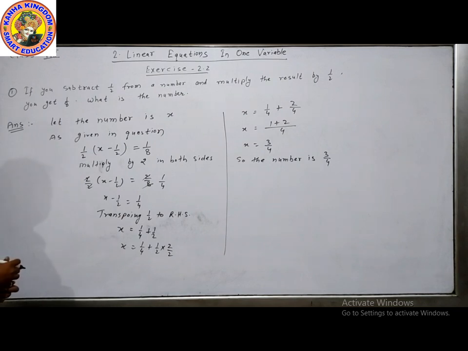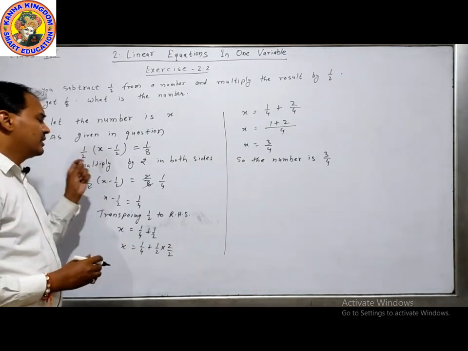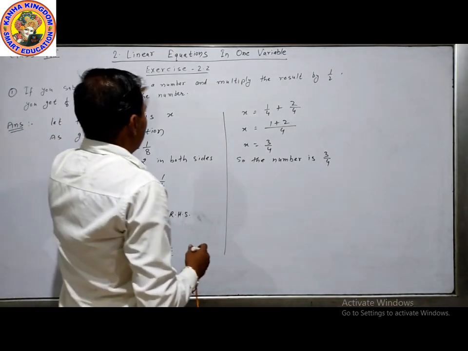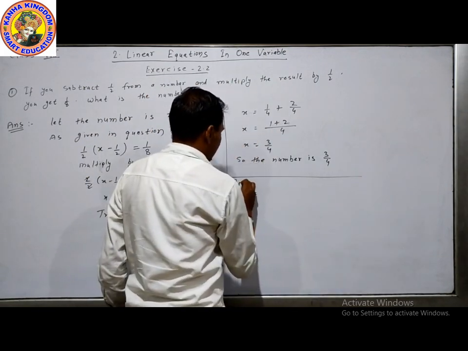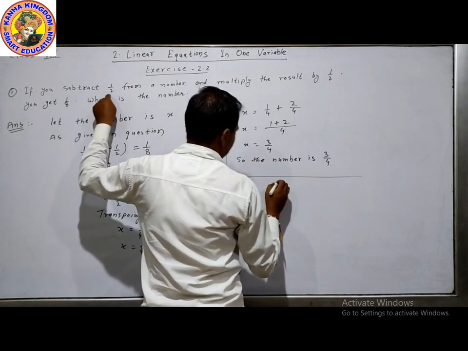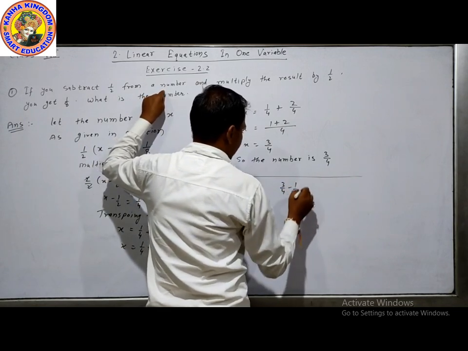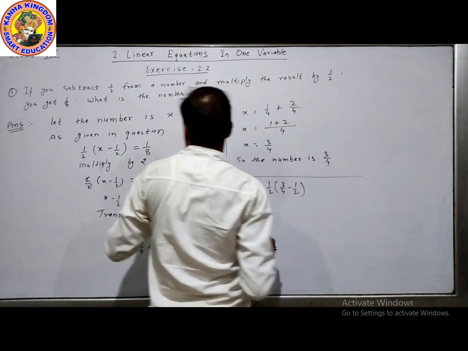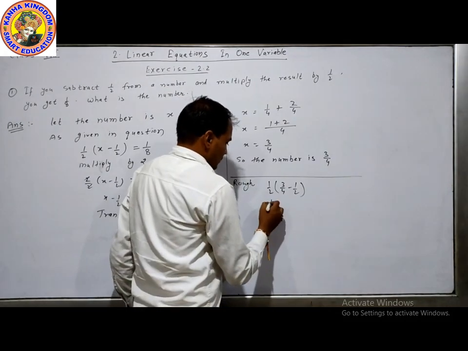We can cross check the answer in our rough copy. Subtract half from a number. The number is 3 by 4. This is our rough work. Subtract half from the number. The number is this. Subtract half. Multiply the result by half. You get 1 by 8. What do we get? 3 by 4 minus 1 by 2.